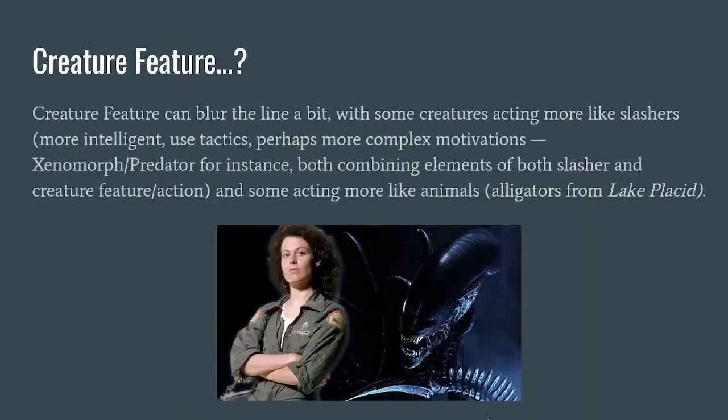Weird, right? Creature feature blurs the line, because some creatures do act a little bit more like slashers, especially if they're more intelligent. They use tactics or maybe have a bit more complex motivations. Like, I mentioned Predator, and also we have the Xenomorph from Alien, and I would say the first Alien is basically a slasher, yeah. It's again so close that you might as well just call it that.